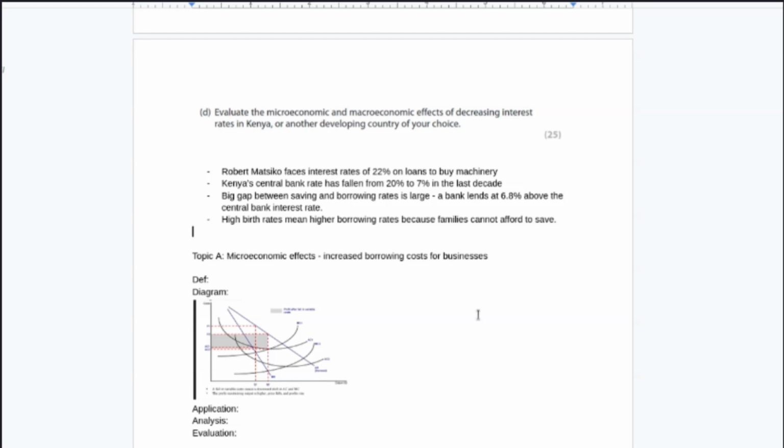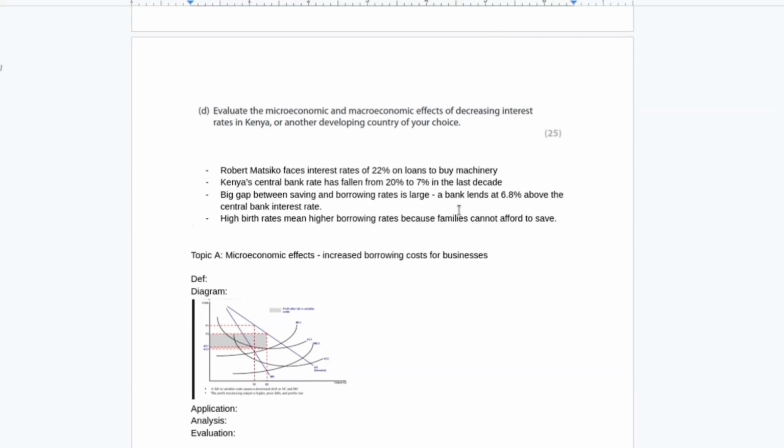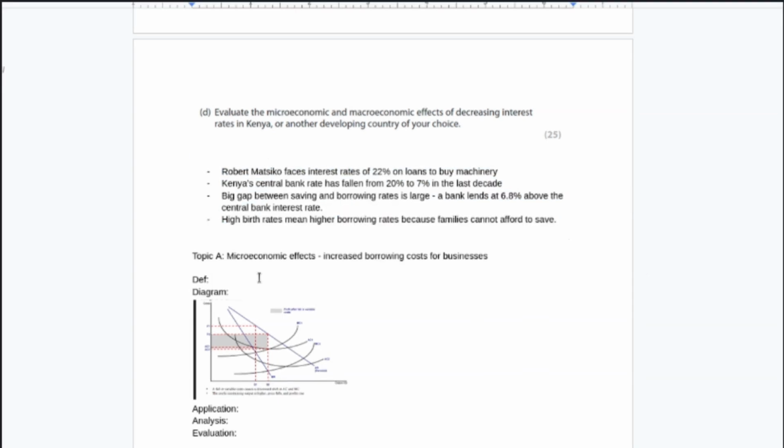So there's a bunch of extracts for this topic, but I've taken the information from extract G, which is on interest rates in sub-Saharan Africa, so that's specific to this question, and I've pulled out some key pieces of information. We have Robert Matsiko, who's a local businessman, who faces a 22% interest rate on loans when he tries to buy machinery. That is quite a high interest rate to pay on a bank loan for a business.